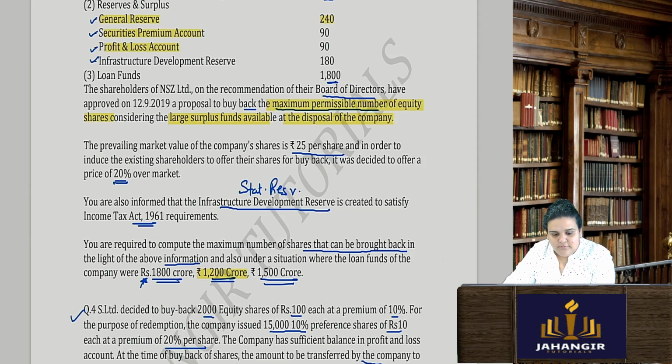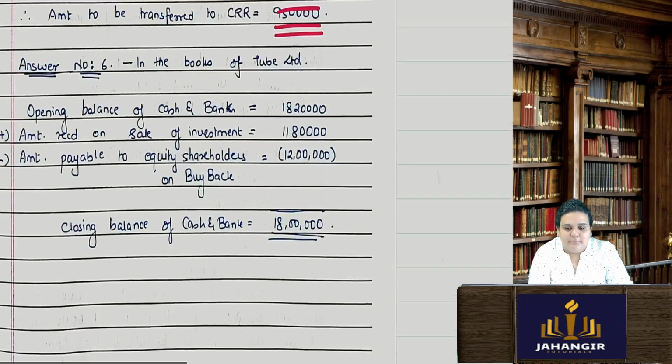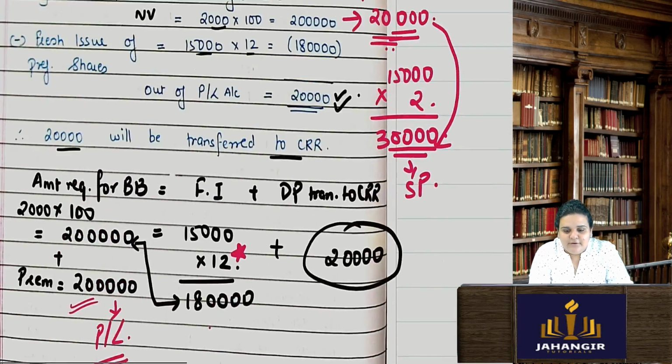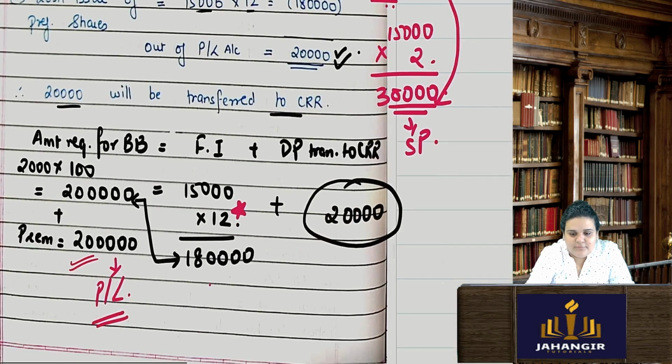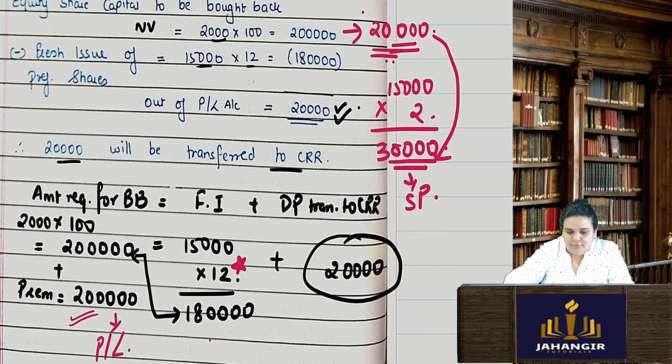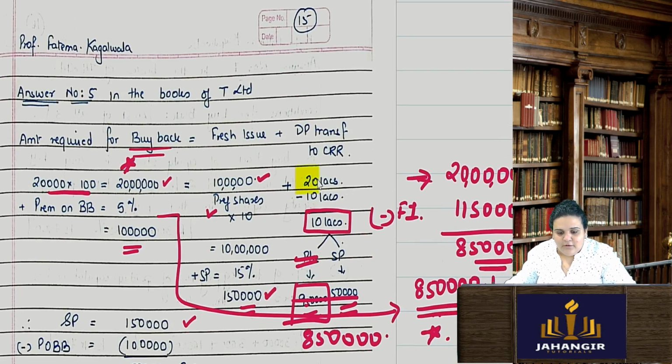Okay, so that is it with buyback of shares. Now the same thing we are going to do with the redemption of preference shares. Only in redemption of preference shares we cannot use securities premium account. Whenever we are using securities premium account for DP transfer to CRR, like how we did in question number 4 also, we have subtracted that from the nominal value and the balance we have taken to CRR. Similarly, in question number 5 also, I have taken 20 lakhs minus 11,50,000, 8,50,000, that will go to CRR.